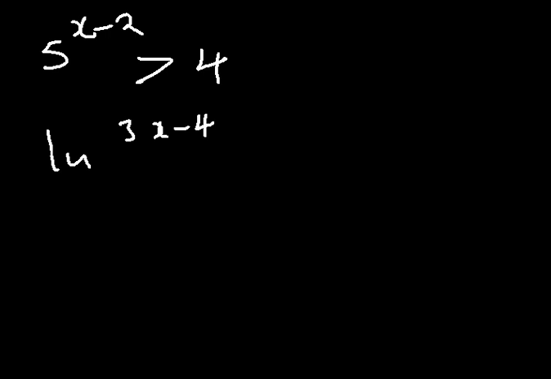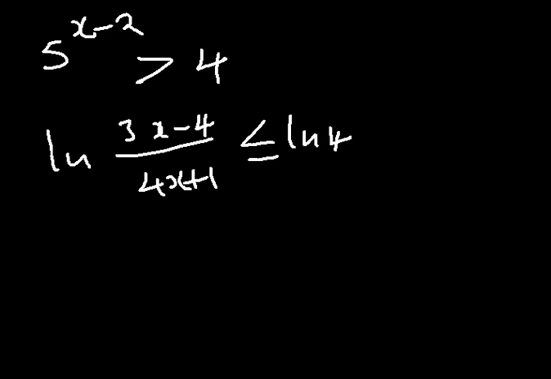Let's say we have 5 to the power x minus 2, that should be greater than, let's say, 4. Let's say we have ln of (3x minus 4) divided by (4x plus 1), let's say less than or equal to ln 4.